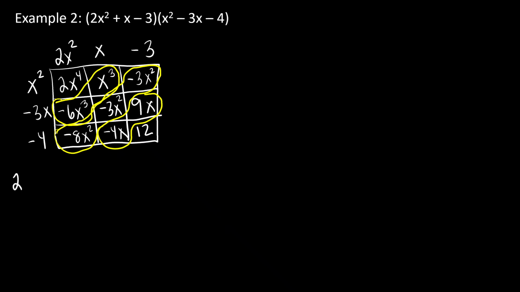So this would be 2x to the fourth minus, so negative 6x to the third plus x to the third is negative 5x to the third. Now, for some of you, you might need to grab a calculator and do this. Negative 3 plus negative 3 is negative 6, and negative 6 plus negative 8 is negative 14. So that's negative 14x squared. This is 9x minus 4x, or 9x plus negative 4x. So that is 5x, and then plus 12. Notice that we have the 9 individual terms and then some of them combine, and we end up with that. So that's what that looks like on the area model.